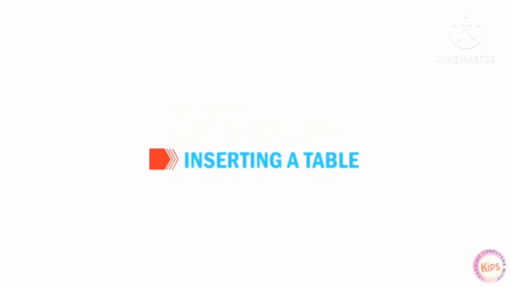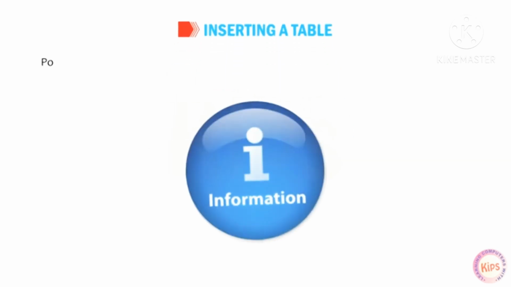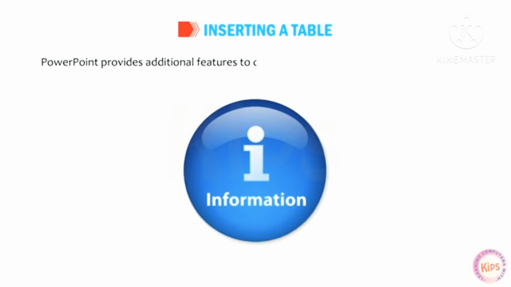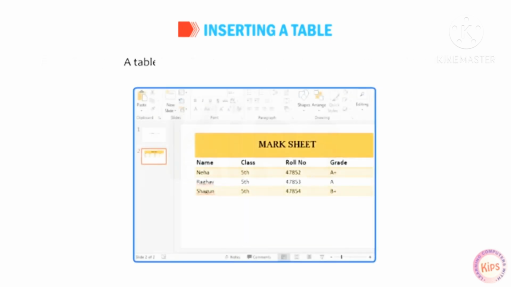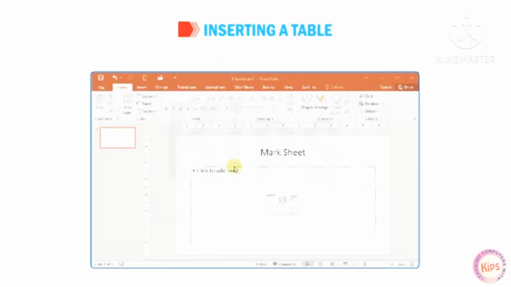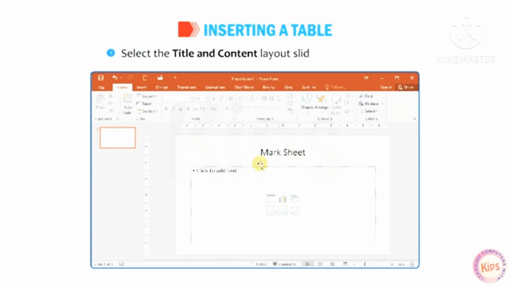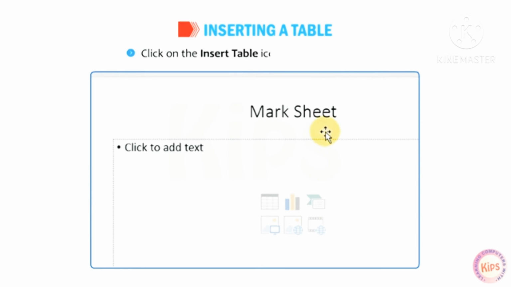Okay, let us learn how to insert a table. PowerPoint provides additional features to organize the information in a tabular format. A table is a grid of cells arranged in rows and columns. It is very useful in organizing and representing the data in an effective manner. To insert a table, select the Title and Content Layout slide in a presentation. Click on the Insert Table icon present on the slide. The Insert Table dialog box will appear.